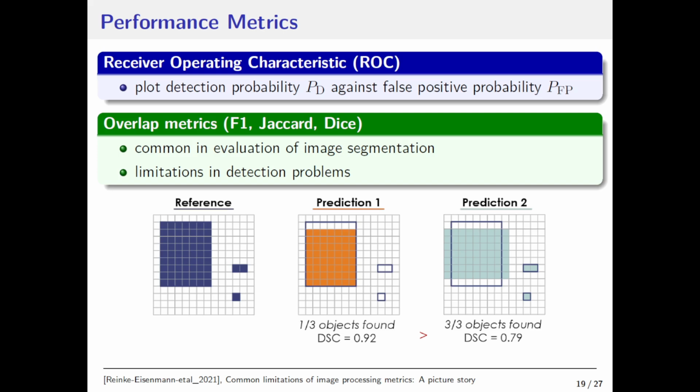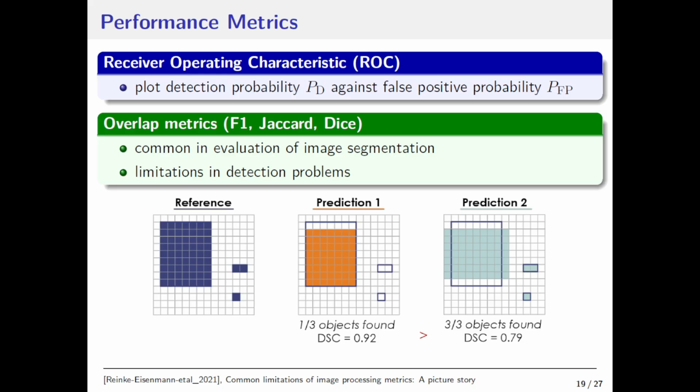For evaluation of filter performance, we choose a performance metric called receiver operating characteristic, which is basically a plot of detection probability against false positive probability. It's a typical tool when we look into books about detection theory, but it is not a common metric used in the SMLM community, because in image processing we often deal with a similar problem called image segmentation, where we want to mark certain pixels as foreground and certain pixels as background.